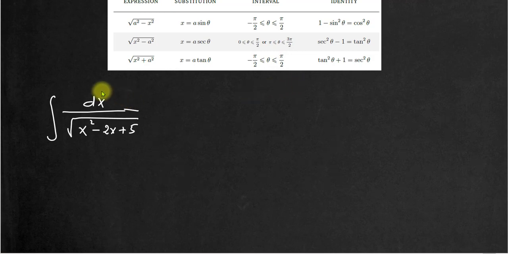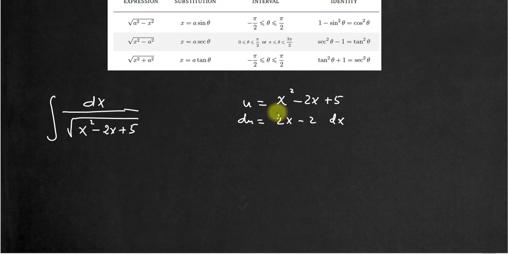So let's take a quick look at this example. Find the integral of dx over the square root of x squared minus 2x plus 5. Now if you look at this integral and you try u to be x squared minus 2x plus 5 first, then you can find du equals 2x minus 2 dx, but then we don't have any of the x variable in the numerator, and therefore it is not helpful to let u be the radicand. So you cannot use the normal substitution here.